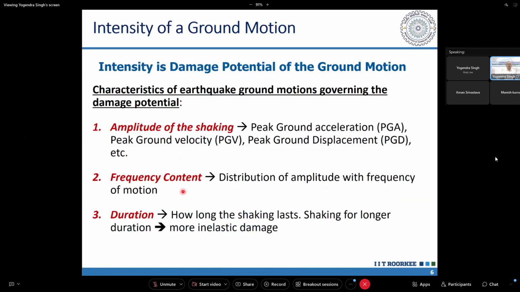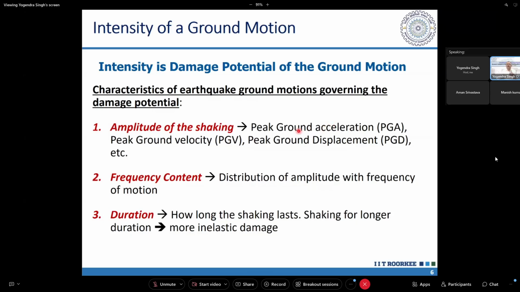So coming back to the question of which earthquake I will use, I need to identify the characteristics of those accelerograms. There are three characteristics of the accelerograms which define its damage potential or level of shaking, which we need to consider. One is the amplitude of shaking. PGA, PGV, and PGD are the three peak amplitudes, and these are important to us. Larger PGA means more damage or higher intensity.